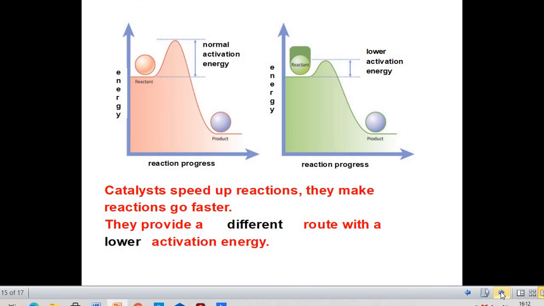Now catalysts are chemicals that will speed up a reaction. And they do this by providing a different route with a lower activation energy. Now you can see this is the normal route that the reactant takes, and you can see it's got a big hump for the activation energy. But when you add a catalyst, which is just a chemical that will speed up the reaction, the reactants take a different route that has a lower activation energy. Okay, so that's why the catalyst speeds it up.